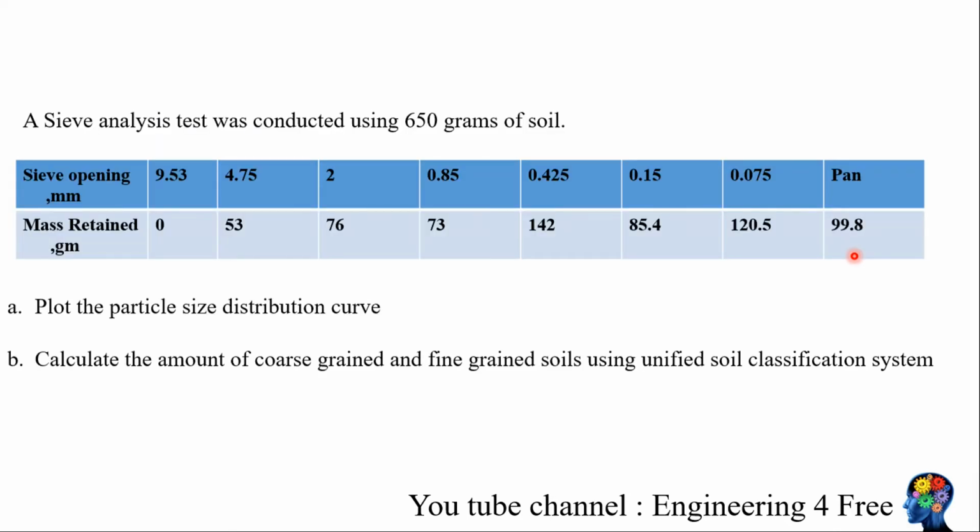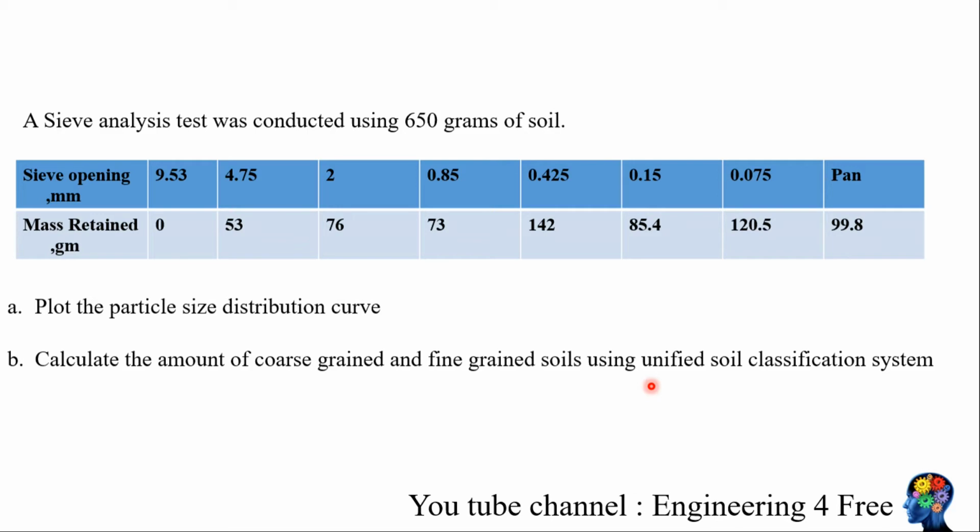A sieve analysis test was conducted using 650 grams of soils. We have sieve opening in millimeters and mass retained in grams corresponding to each sieve size. We are required to plot the particle size distribution curve and calculate the amount of coarse grained and fine grained soils using the unified soil classification system.